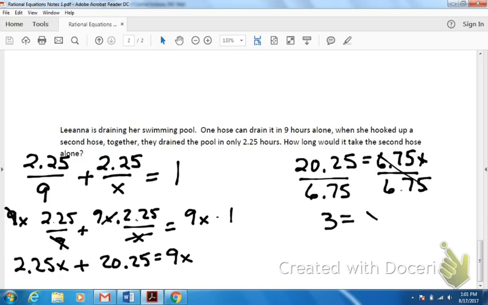Three. So the second hose apparently must be a lot bigger. It's draining it much faster than that hose that she had to start with that would take 9 hours by itself. So the second hose takes 3 hours alone.